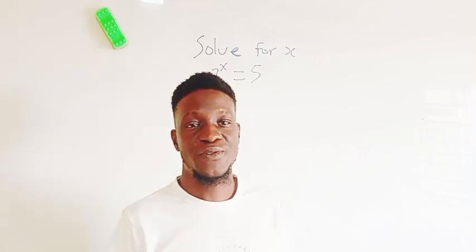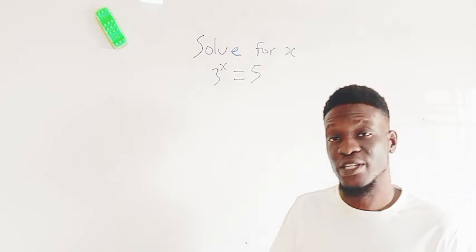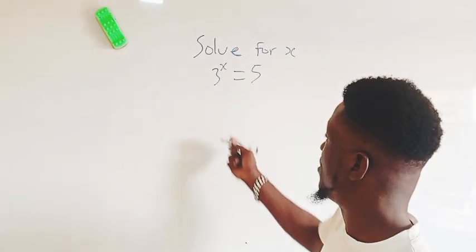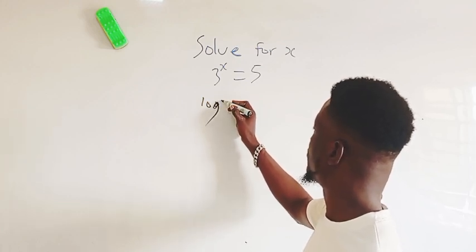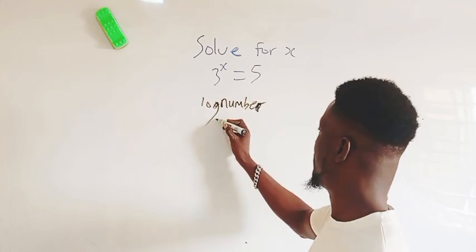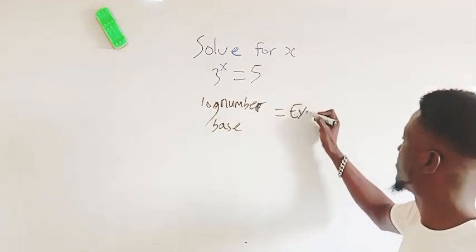There are different ways of solving this exponential equation, okay? So in this video, I'm going to use logarithm equation to solve it. And for our logarithm rule, you know that whenever you have a log, we have log of any random number, base, okay, is equal to what? Exponent, okay?